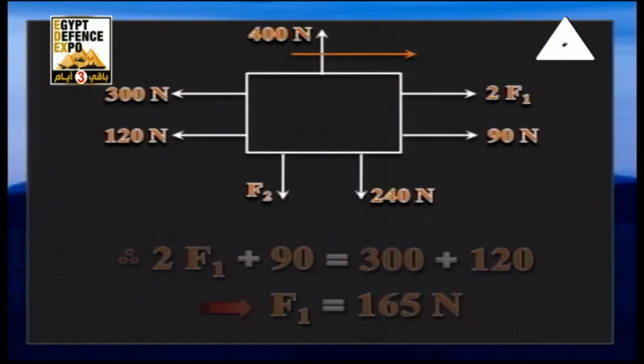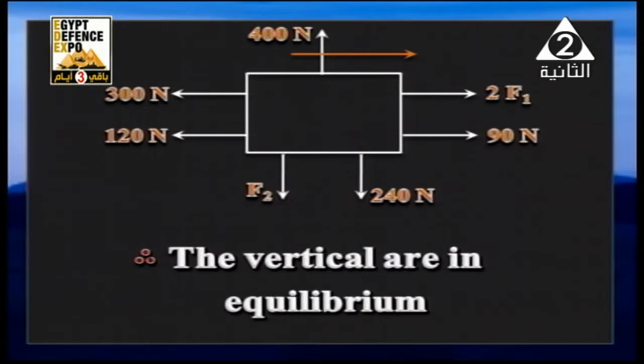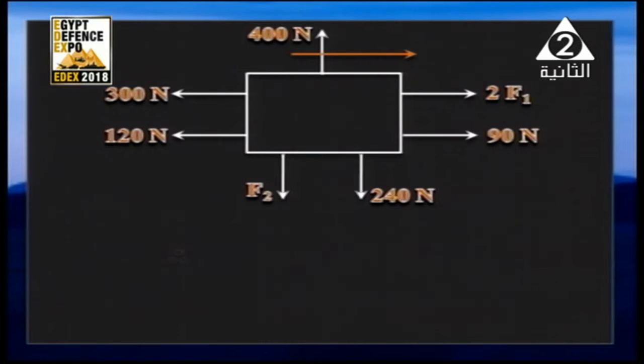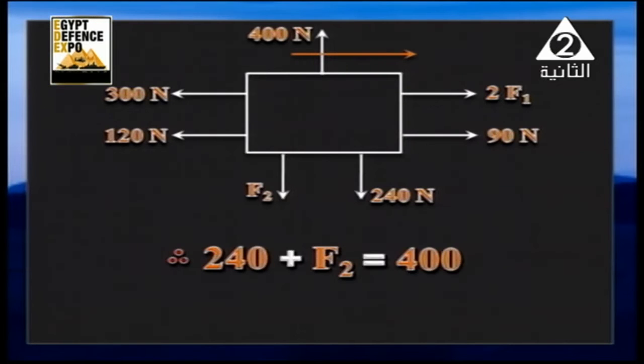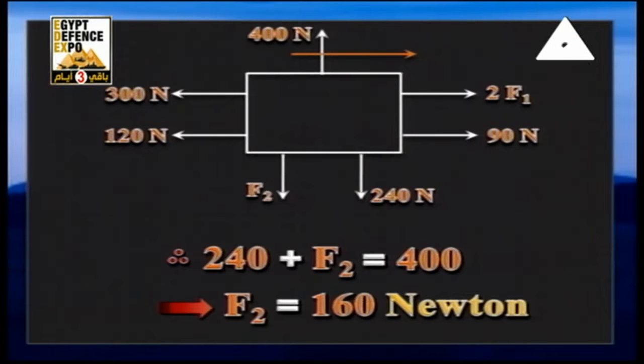The vertical forces are also in equilibrium. Therefore, to find the value of F2, we write the equation 240 plus F2 equals 400. Therefore, F2 equals 160 Newton. My dear student, look at another example.